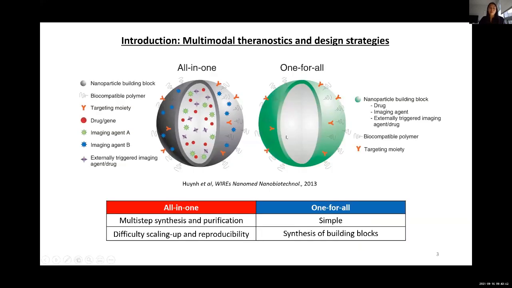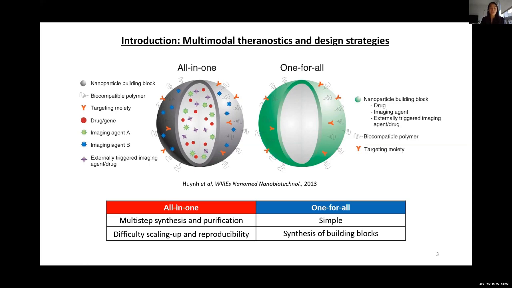And that kind of brings us to nanoparticle design. One of the most common and most popular ways of making a multifunctional theranostic is through this all-in-one approach. The all-in-one approach uses the nanoparticles as a nanocarrier in which you can load different drugs or imaging agents into those nanoparticles or label them onto the surface.